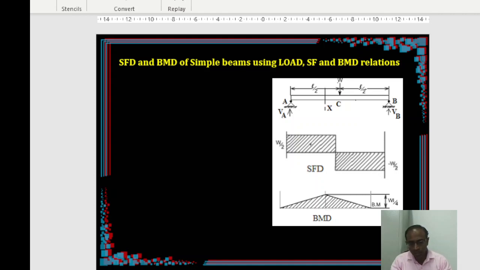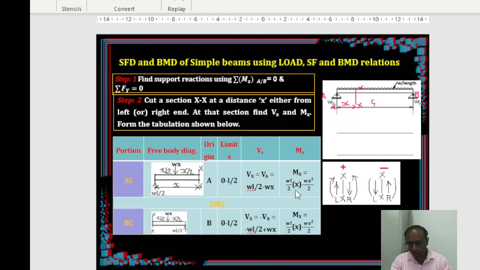Alright, now let's look at the uniformly distributed load. When you have a uniformly distributed load, only one section is sufficient. You can take either from the left end or from the right end. Of course, here also the first step is support reactions. Unlike in a cantilever, where you can draw from the free end without finding reactions, here support reactions are a must. Because it is symmetric loading, the reactions are WL by 2, WL by 2, because the total load is W times L.